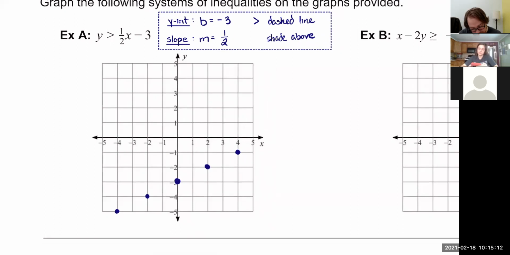So that took care of my y-intercept. That took care of my slope. Now I look at the inequality sign. It told me that I need a dashed line.